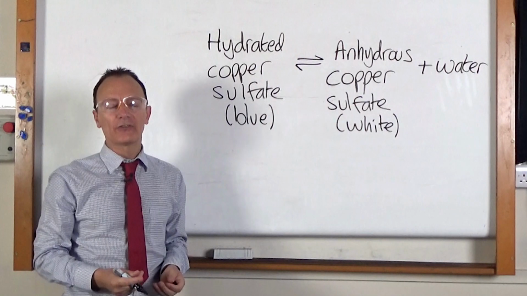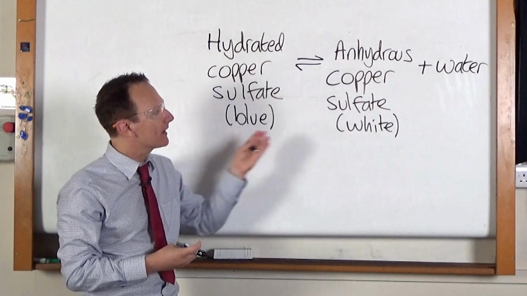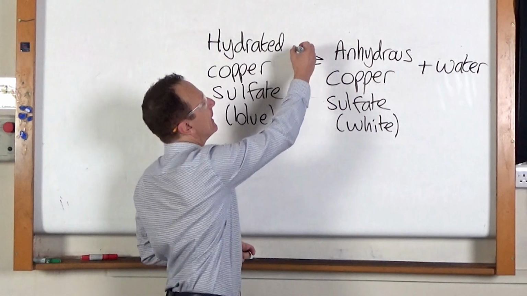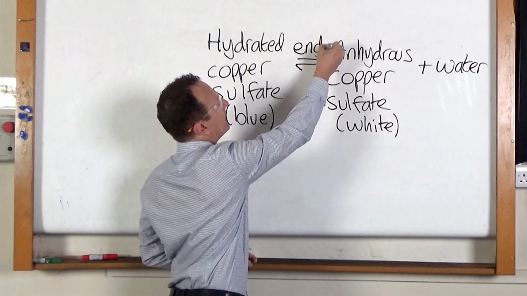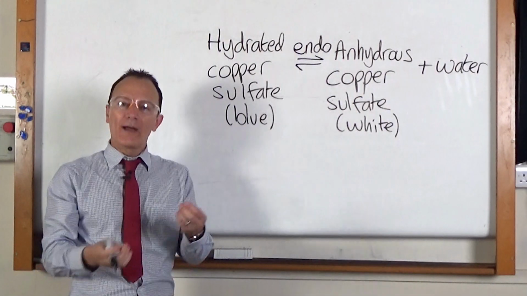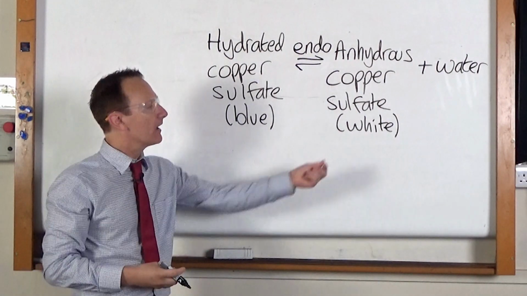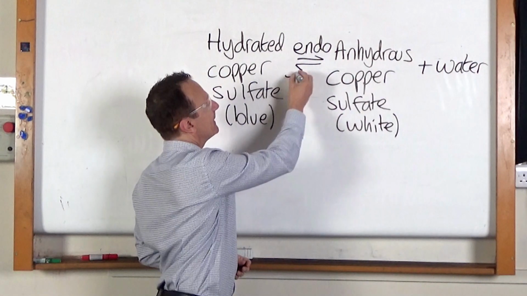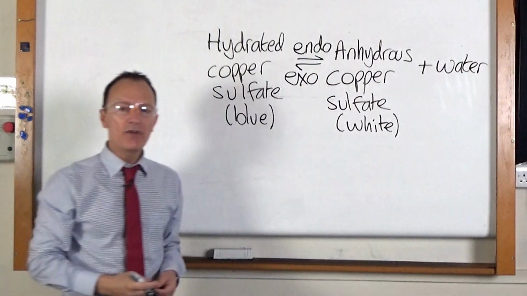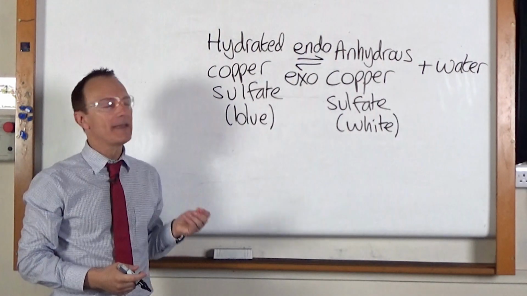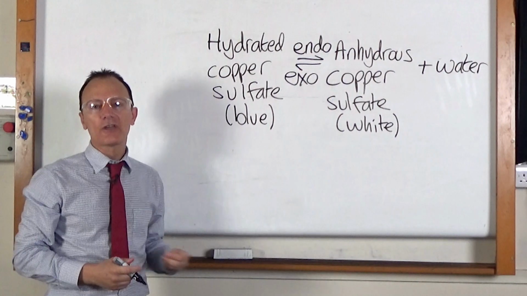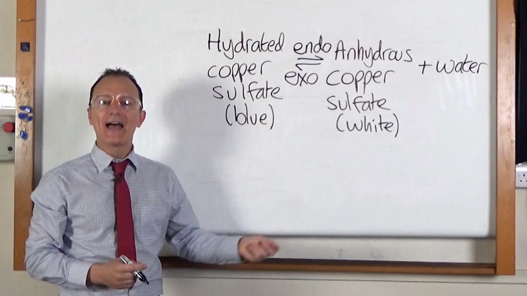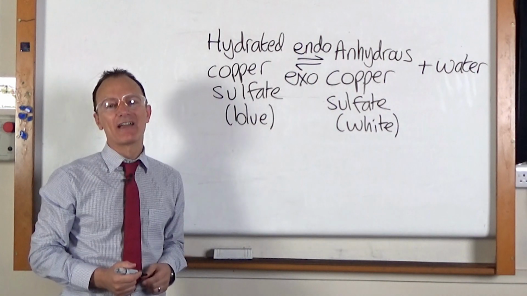And one thing I should mention was to get this reaction to work in the forwards direction, I had to heat it up with the Bunsen burner, so that means it was endothermic going in the forward direction. When I added the water back to it and got it to change back again, it would have given out some heat energy and been exothermic. So with reversible reactions, if they're endothermic in the forward direction, they're exothermic in the reverse direction. If they're exothermic going forwards, they're endothermic in the reverse direction.